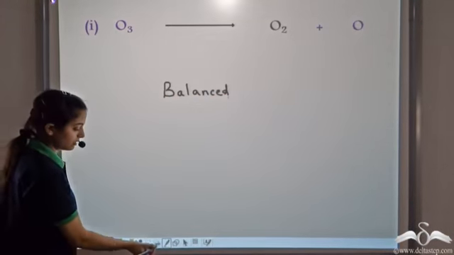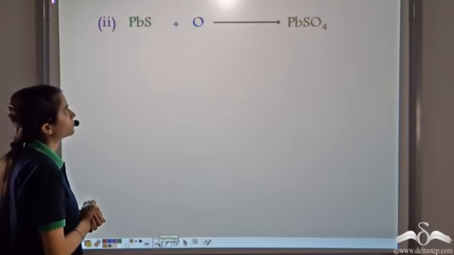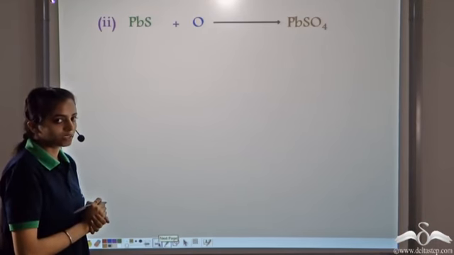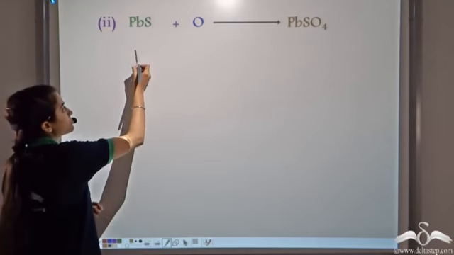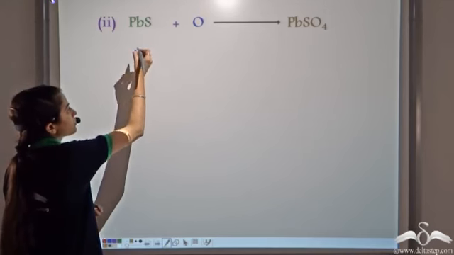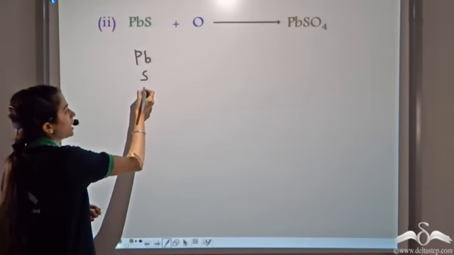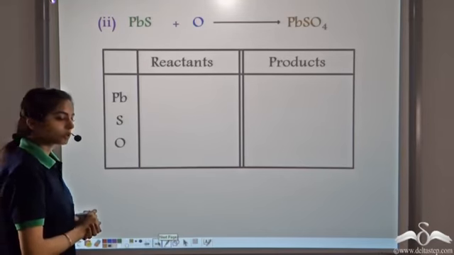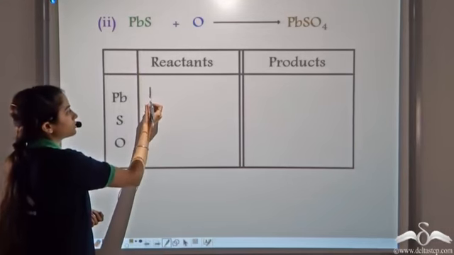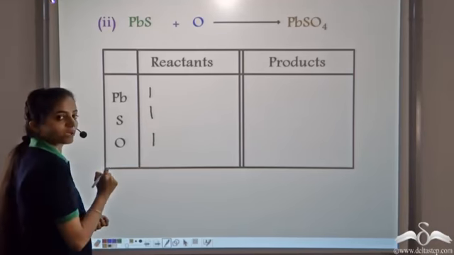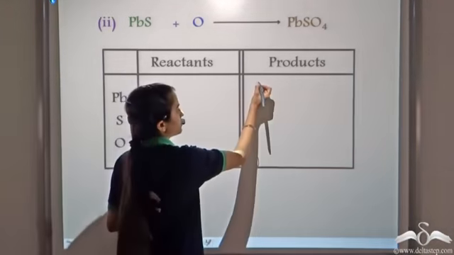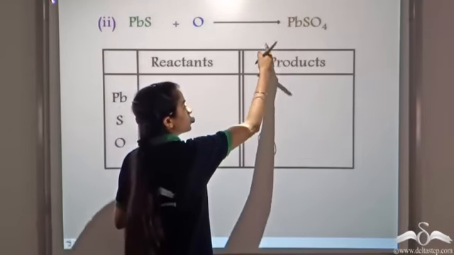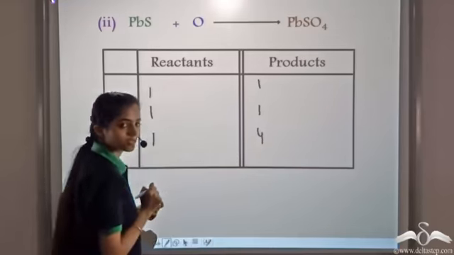Let's look at our second partial equation now. We have PbS combines with O to give PbSO4. What are the different atoms present here? We have lead, sulfur and oxygen. Now let's count the number of atoms. We have 1 lead atom, 1 sulfur atom and 1 oxygen atom. On the product side, we have 1 lead atom, 1 sulfur atom and 4 into 1, 4 oxygen atoms.